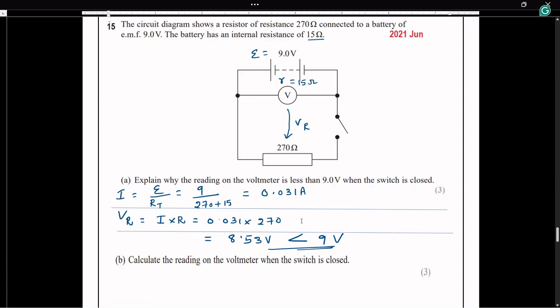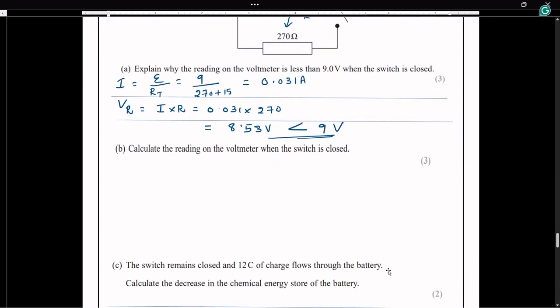This is the value we are getting. So this will come as the calculation of the reading on the voltmeter. Now I'm going to write the answer for explaining why the reading on the voltmeter is less than 9 volt. So this is my A part and this is my B part. A part I have done here, calculate the reading. Now, explain. What is the explanation? Explain why this is happening.